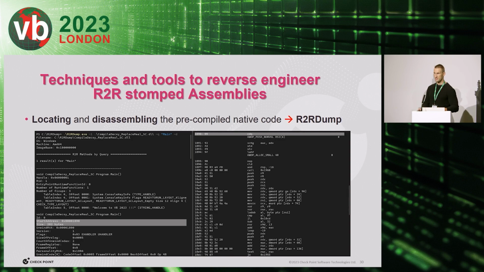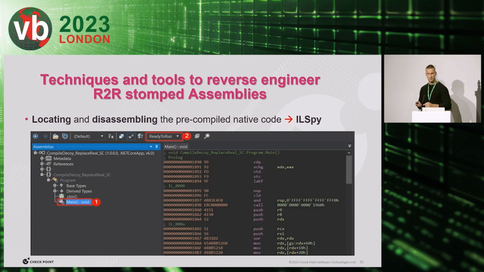It is the most comprehensive tool, and we can get the information about the location and size of the precompiled code, but we can also let it know that we want to show the disassembly. Not so well known is that we can do exactly the same in the ILSpy tool. We can locate and disassemble the precompiled native code very easily. We select just one method, and we need to switch the view to ReadyToRun. So no C# view, no IL view, but ReadyToRun. And we can see the disassembly view.